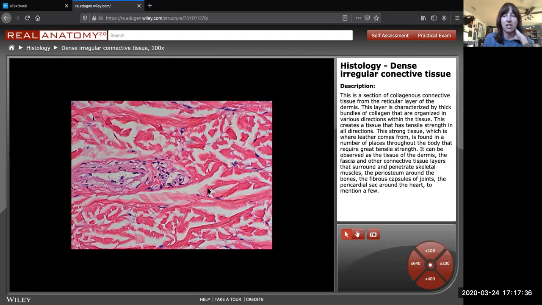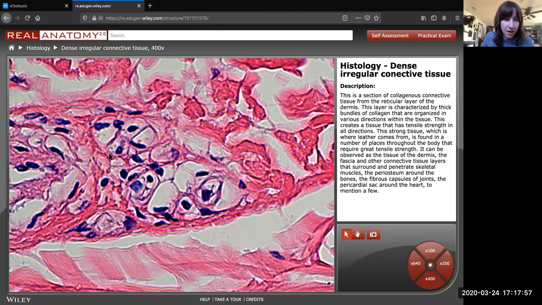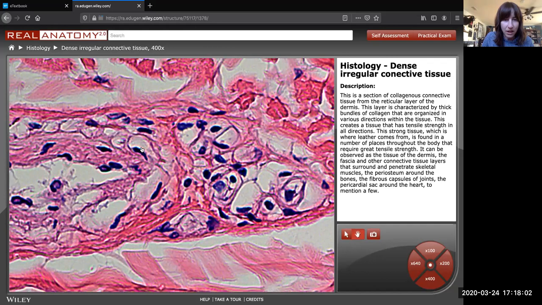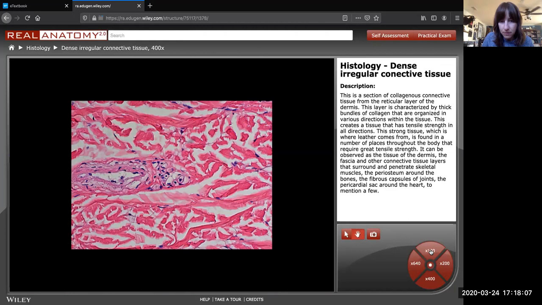Collagenous connective tissue. From the reticular layer of the dermis. Okay, so like I was saying, the epidermis is the part you can touch. The dermis is just deep to that. And this dense, irregular connective tissue is what that is mostly made up of. So there we go again. So again, image quality, that's okay. But I would have to tell you that this is the dermis.